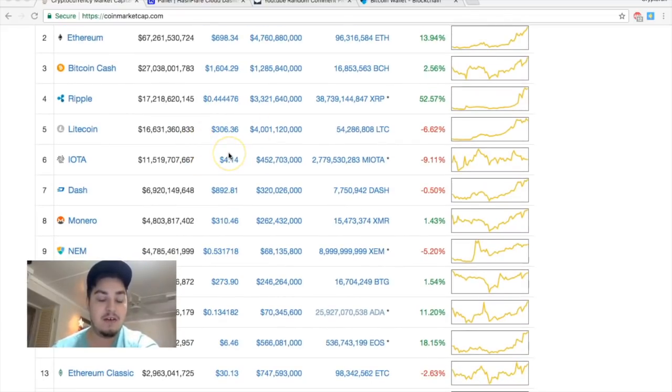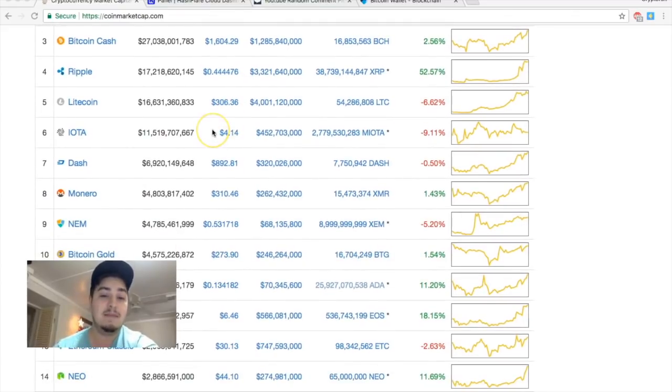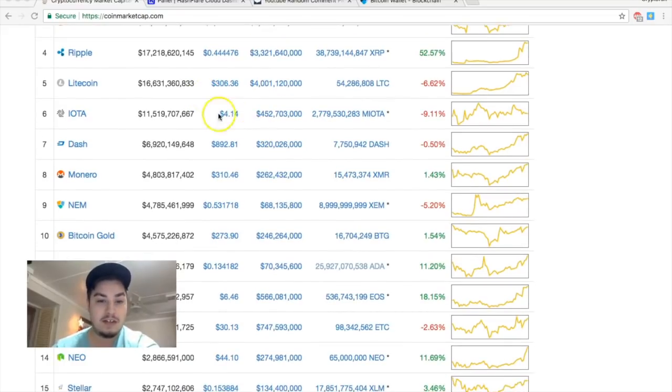Litecoin back down to $300. Guys, this is a perfect time to buy Litecoin, to get into the Litecoin game. It had a nice little correction here after running up to almost $440. It's gonna keep going up by the end of the year, so I encourage you guys to buy some when it's low. IOTA 414 down a little bit.